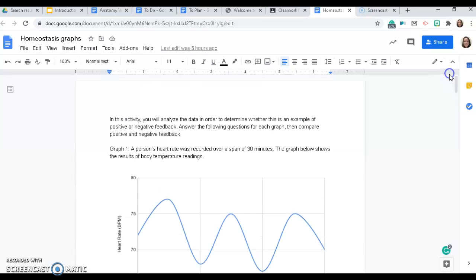Whereas with positive feedback, the original stimulus is amplified. So if something gets too high, it gets higher and higher and higher. If something gets too low, it gets lower and lower and lower.